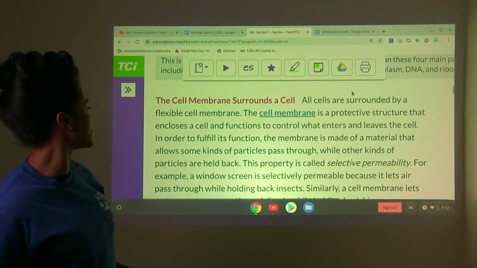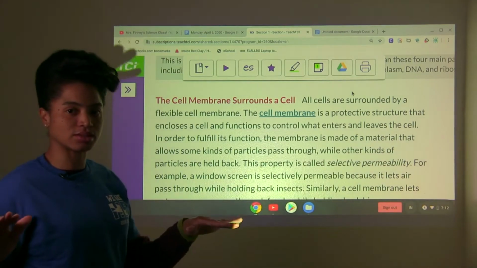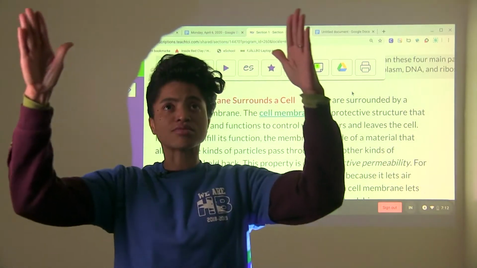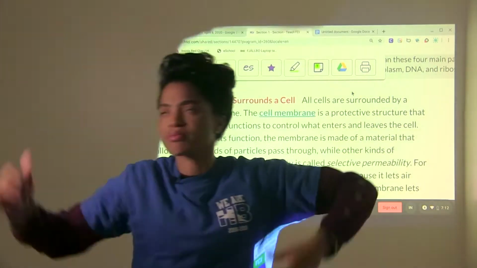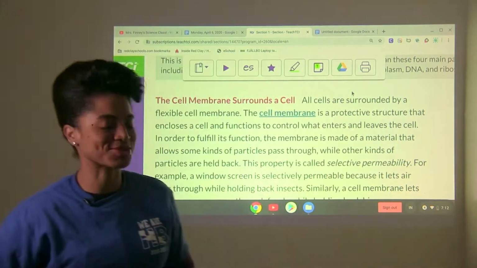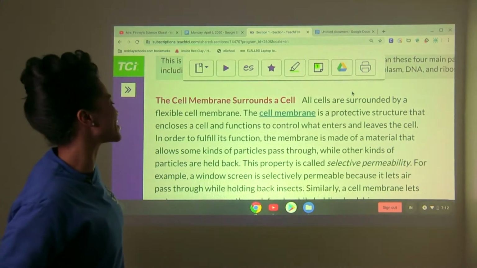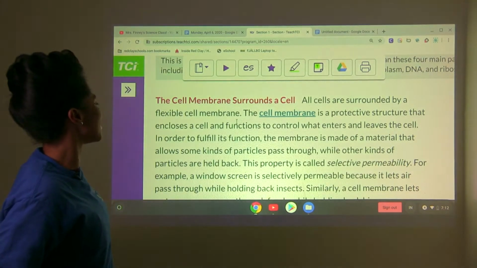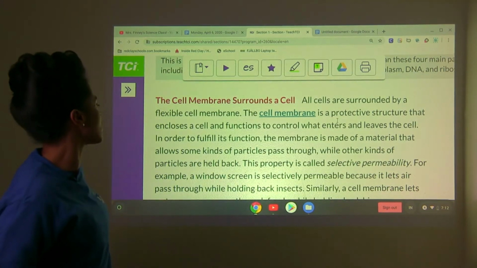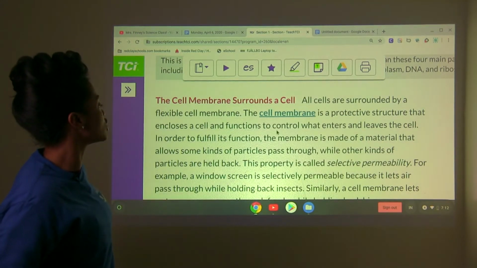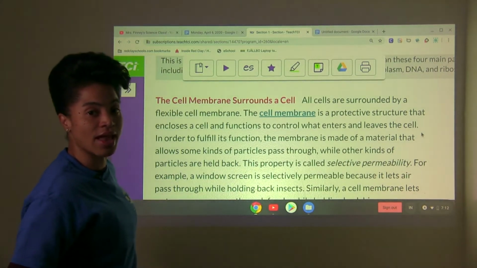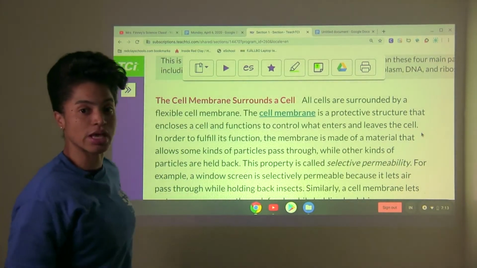The cell membrane surrounds a cell. Basic thing you need to know. Surrounding the cell is the cell membrane. All cells are surrounded by a flexible cell membrane. The cell membrane is a protective structure that encloses a cell and functions to control what enters and leaves the cell. It is like a bodyguard for the cell.